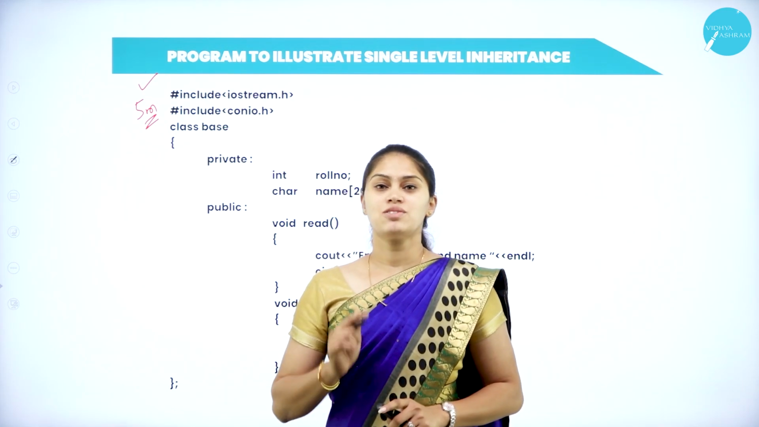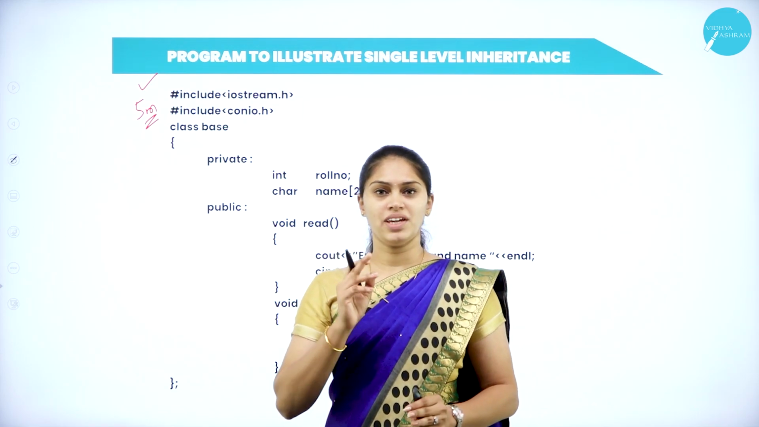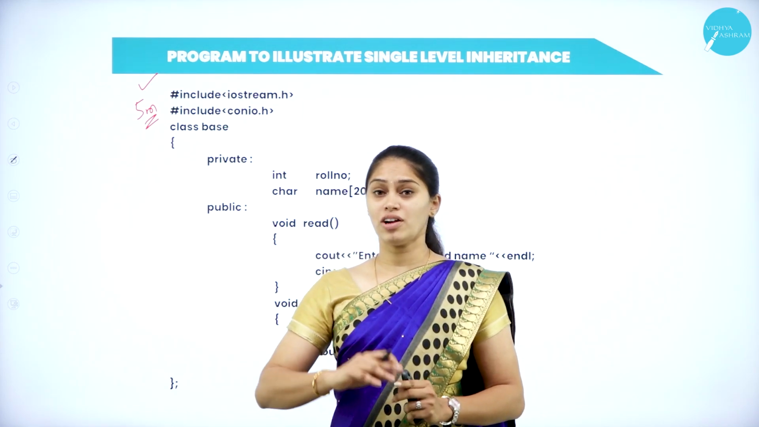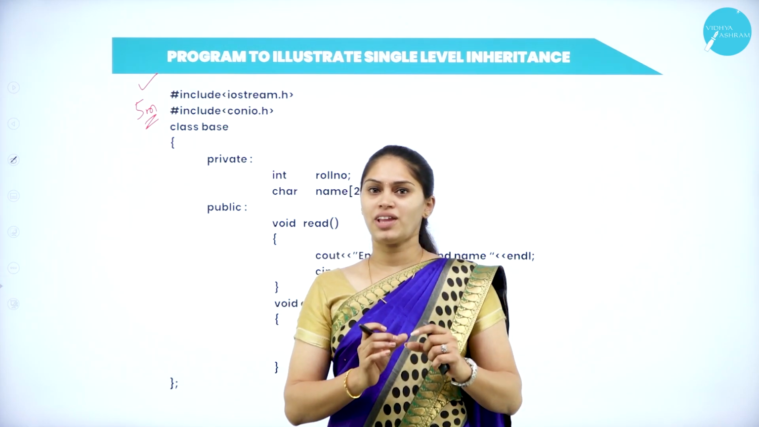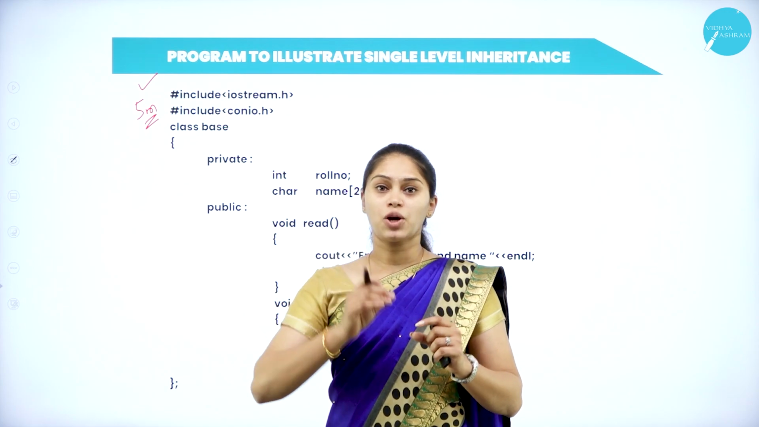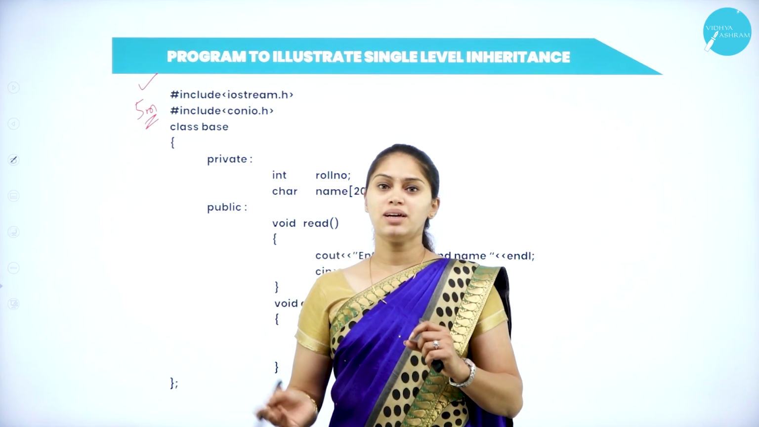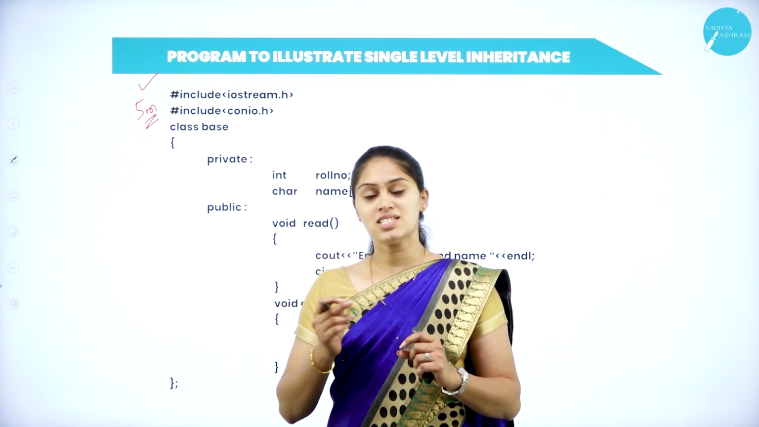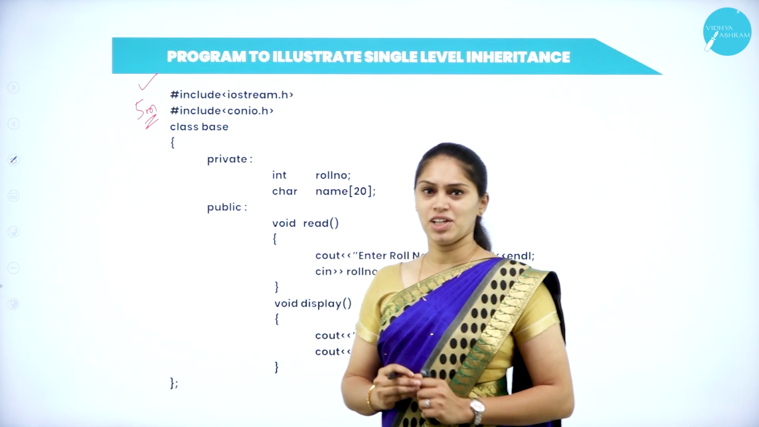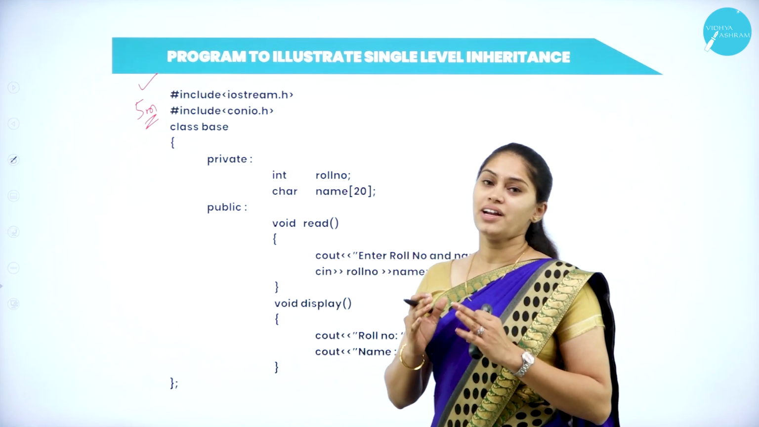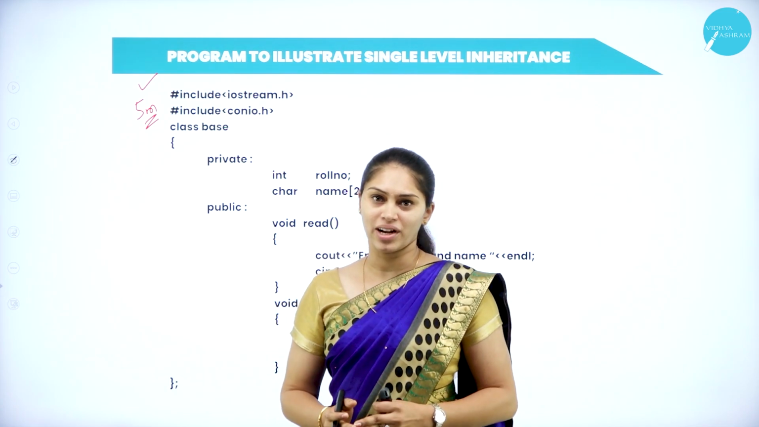For the derived class, we need to create an object. For the derived class only we have to create an object, not for the base class. When I create an object, with the help of that object I am going to acquire the properties from the base class. That means I am going to call the member functions and data members which reside in the base class. Now let me explain how I can use the single inheritance concept in my program.